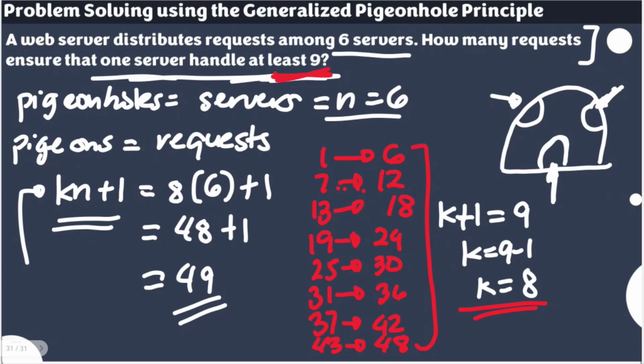That would mean if we add one more, even if this is assigned to server 1, 2, 3, 4, 5, or 6, it will guarantee that one of those 6 servers will have at least 9, even exactly 9, but we just talk about at least 9 requests. So 48 plus 1 is actually 49. This supports our solution with the use of the generalized pigeonhole principle.